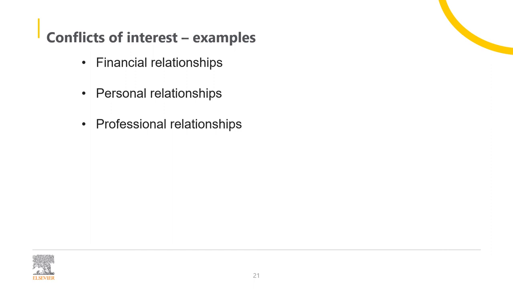Professional relationships, ones that may impinge on decisions, should be declared. For example, an editor-in-chief having a visiting professorship at a particular university where people are publishing in his or her journal, that could be construed as a conflict of interest if it's not declared. Where relevant, political affiliations should be declared, particularly if an article has got political implications.